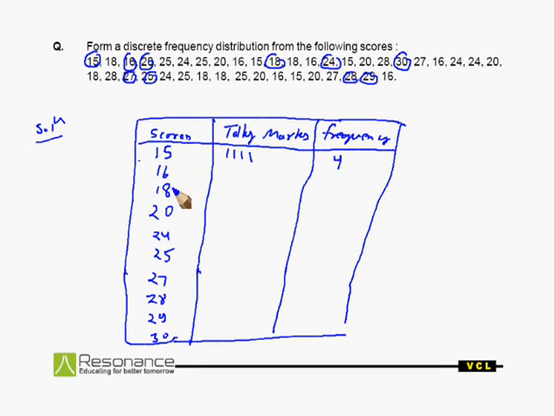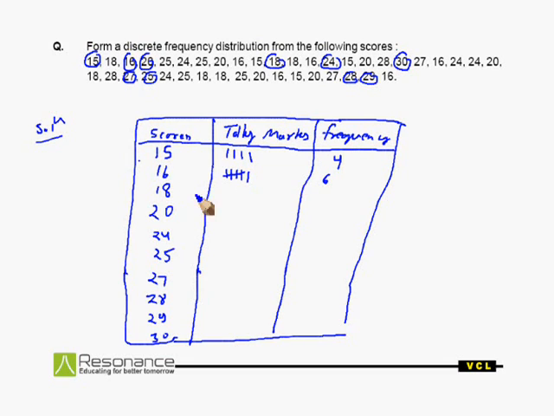In the same way, we find 16. 16 occurs 1, 2, 3, 4, 5, and 6 times. We write the tally marks 1, 2, 3, and 4. For the 5, we draw a slant line crossing all the 4 lines. So this bundle represents 5, and we write 1 more here. So 5 plus 1 is 6. It means 16 occurs 6 times.